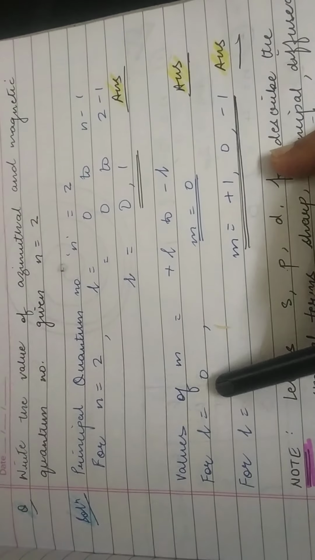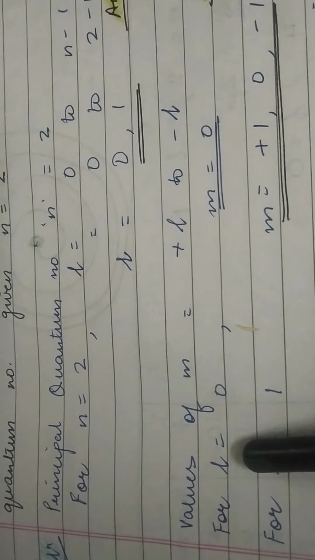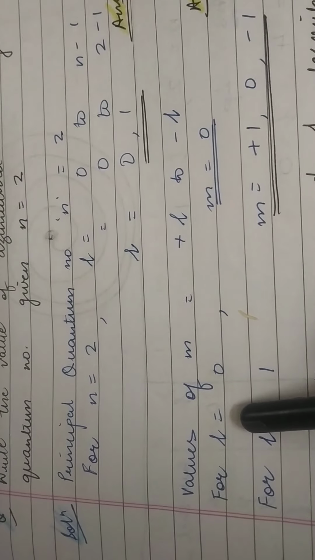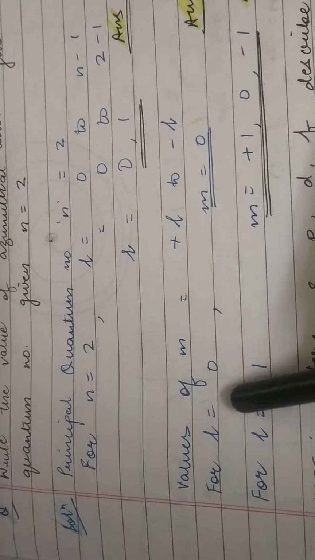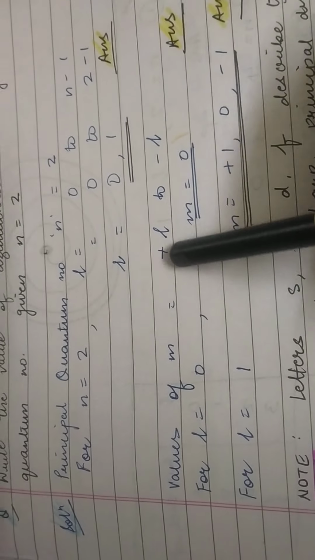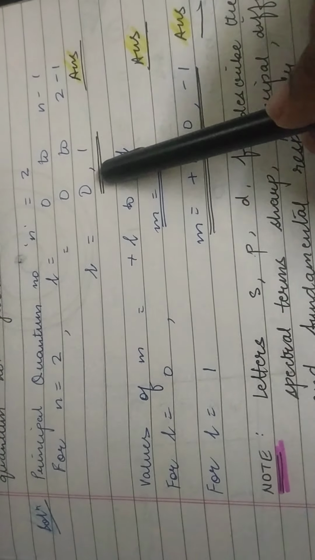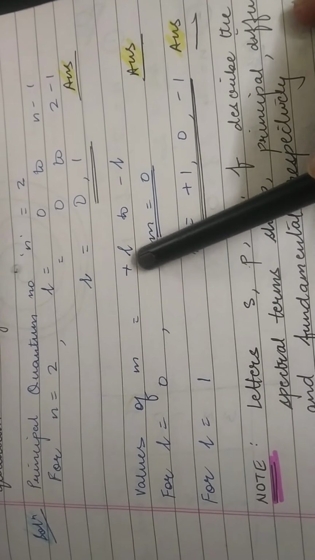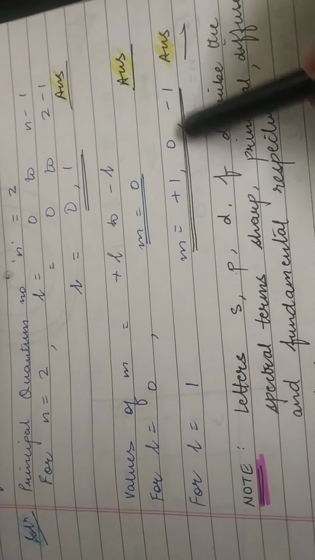So for l, see here there are two values of azimuthal quantum number, we will take them one by one. Alright, so for l equals 0, you can see m will have any values from plus l to minus l. Since it is 0, m would be 0. And let me remind you, students, in this formula, when we find out the values of m, that is plus l to minus l, 0 is included. Next, the second value of l was 1. So for l equals 1, m will have values from plus l to minus l, that is plus 1 to minus 1, and the values of m would be plus 1, 0, and minus 1.